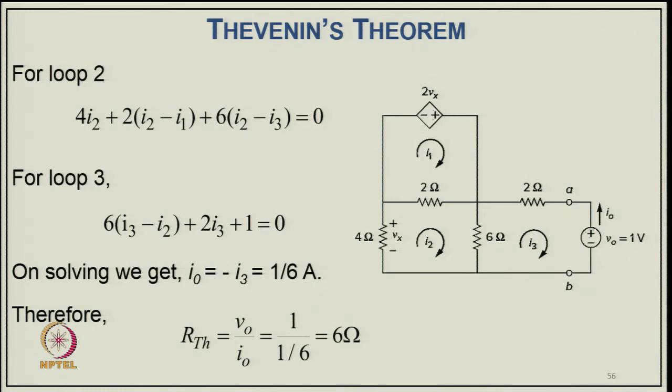For loop 3, you have 6 I 3 minus I 2 plus 2 I 3 plus this 1 volt source. By solving that we get I 0 equal to minus I 3 equal to 1 by 6 ampere, and therefore the Thevenin resistance will be equal to V 0 by I 0, where we have taken a 1 volt source, divided by this current of 1 by 6. So it comes to 6 ohm.